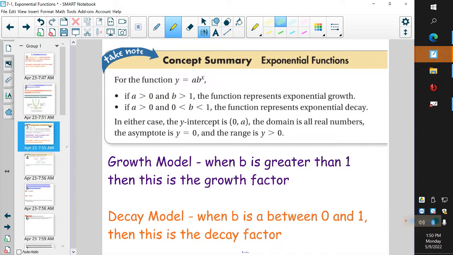Now, today what we're going to be talking about is understanding the difference between a growth model and a decay model. I'm sorry? You missed the word first. It's okay, we'll come back to it.